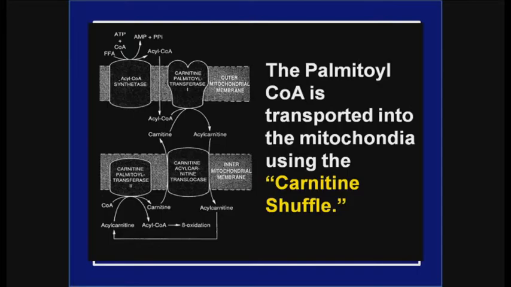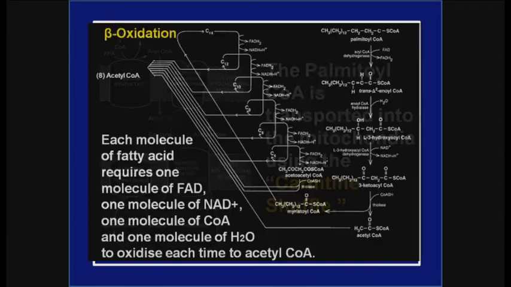So the palmitoyl is transported into the mitochondria using the carnitine shuffle here. So the carnitine is basically just the carrier. It's the sort of carrier molecule of the fat across the 2 membranes, the outer and the inner membranes there.